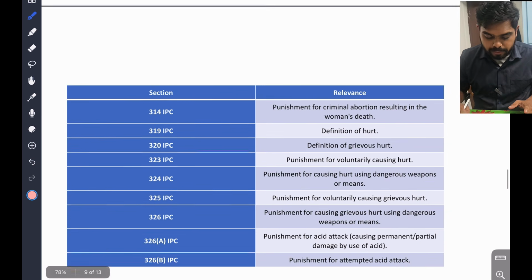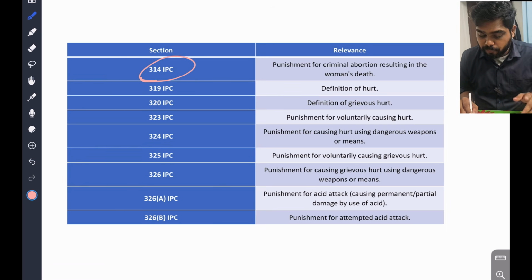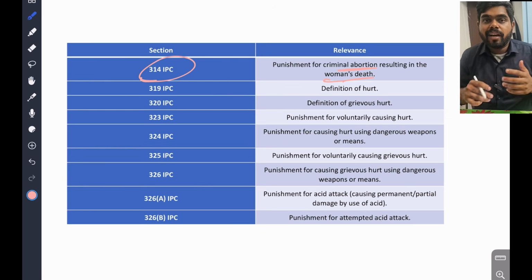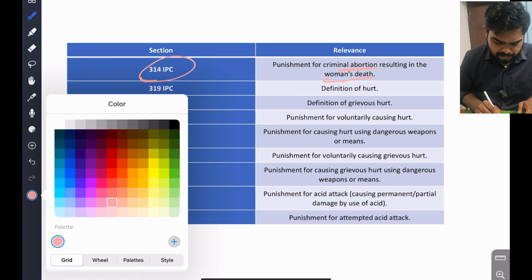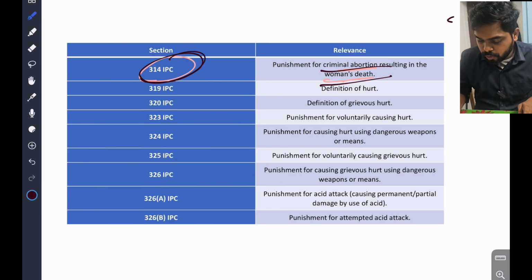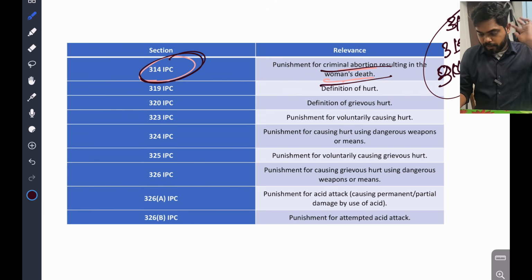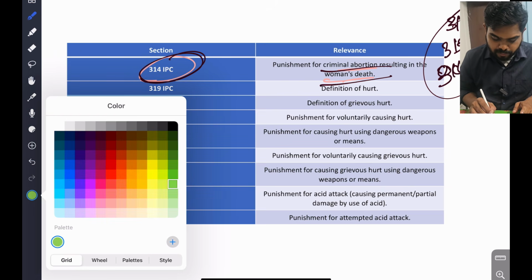Now we are going to the next. So 312 we told, 313, and 314, punishment for criminal abortion resulting in the woman's death. So we have done some criminal abortion and the lady died. So 314 IPC. This is a very, very important area. Question will come, sure. 312, 313, 314, very, very important.